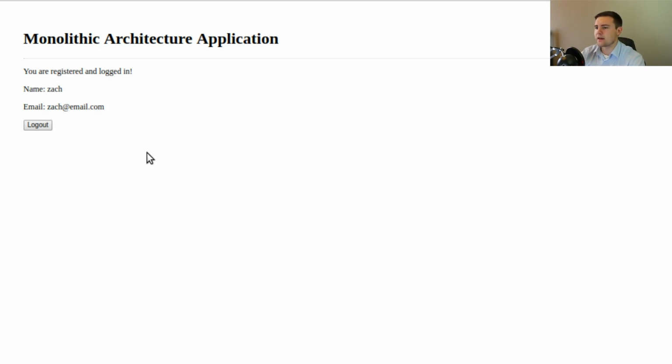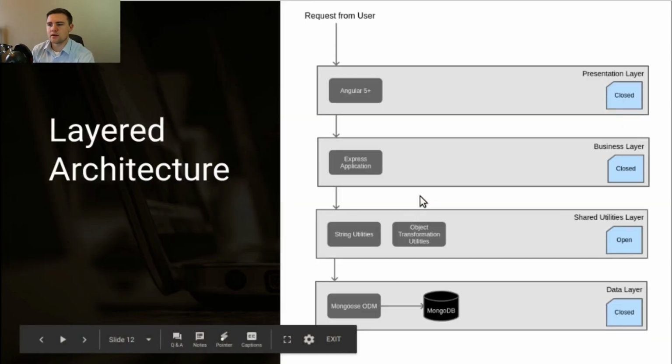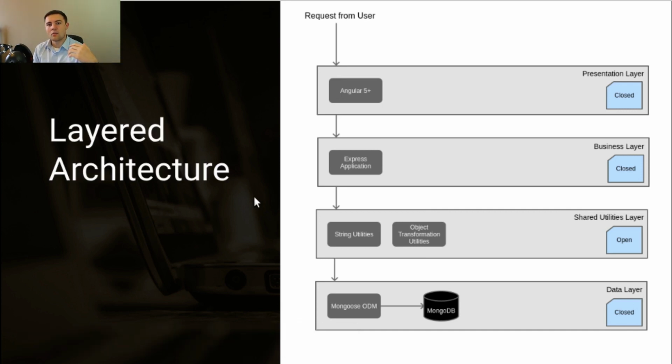All right, enough with that. Let's go back to our architecture types. The next one is going to be a layered architecture. And this is kind of an extension of the monolithic one. It's kind of how you might refactor it. So previously we saw that everything was kind of all globbed together into that app.js file. Now with a layered architecture, the idea is that you separate things out into different layers.